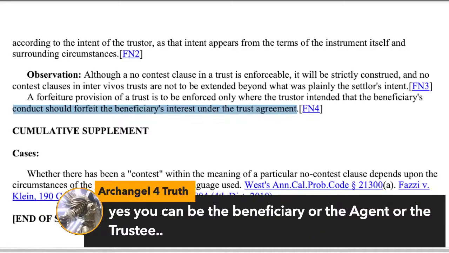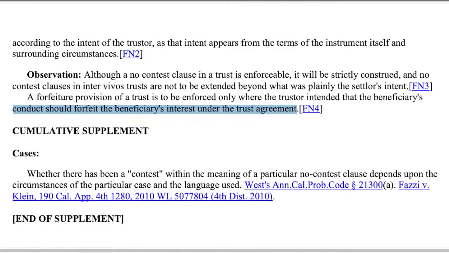It can be the beneficiary. Archangel says, yes, you can be the beneficiary or the agent or the trustee. You just can't be all of them. That's for sure. You can't have a sole entity, person, whatever, playing the role of all three of those.